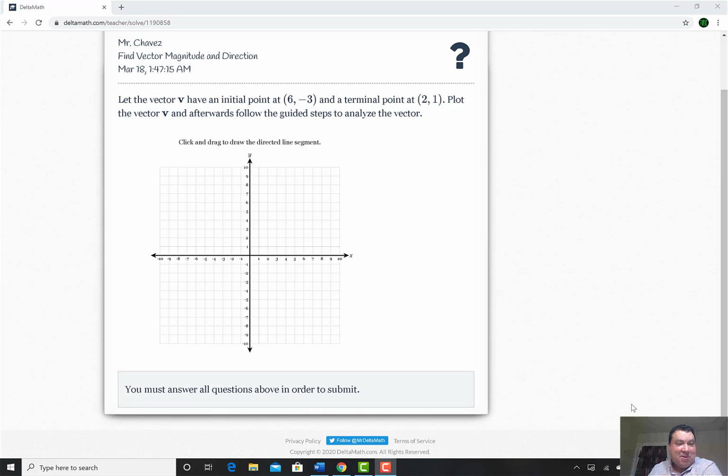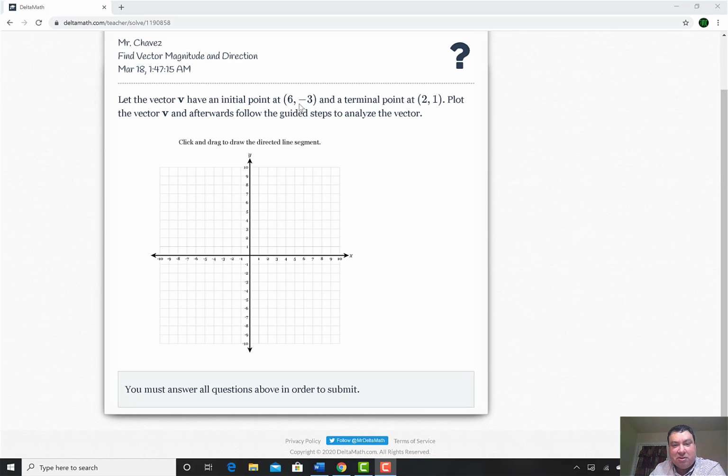And so here we go, guys. Let's try this question out. Again, it's the same one that we just did, so let's go ahead and finish this up the way it looks on Delta Math here. Let the vector V have an initial position at 6, -3 and a terminal point at 2, 1. Plot the vector V and afterwards follow the guidance to write it as a vector.